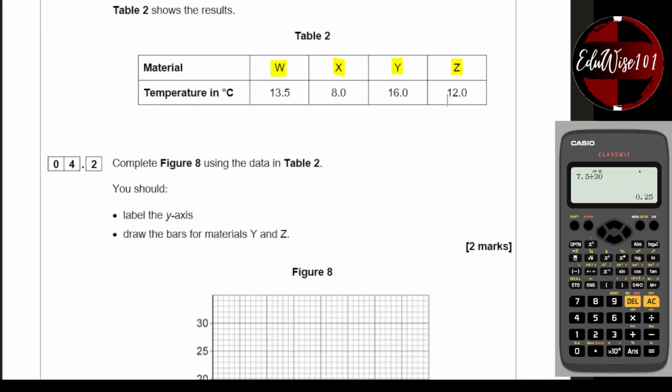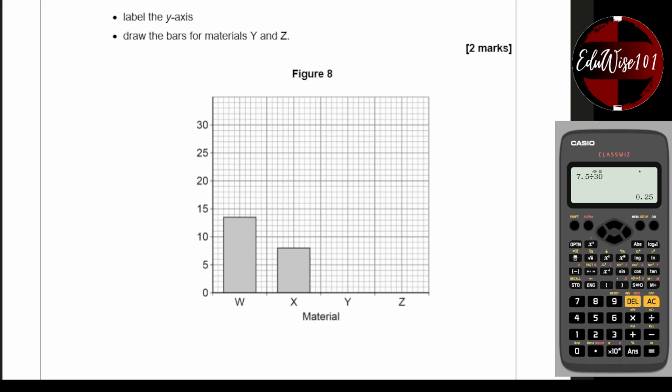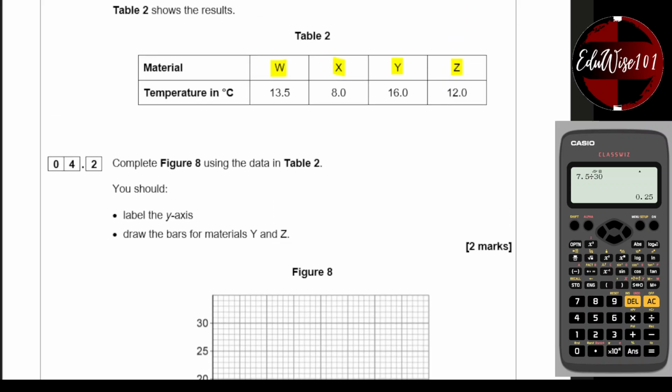Complete figure 8 using the data in table 4. So you should label the y-axis. They've already labeled the x-axis and they've called it material. So what would be the numbers representing on the y-axis? On the y-axis, you're measuring the temperature in degrees Celsius.